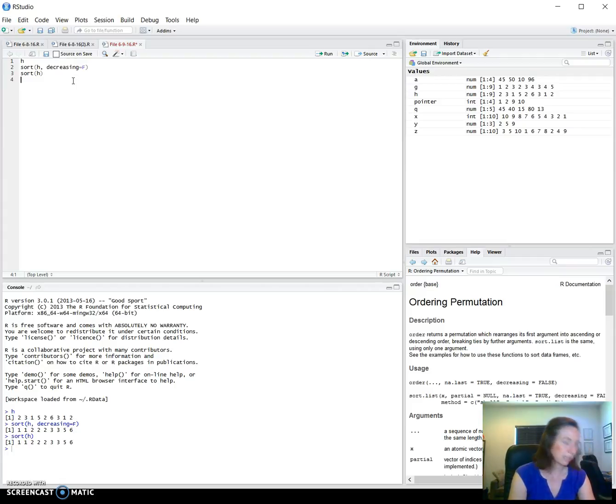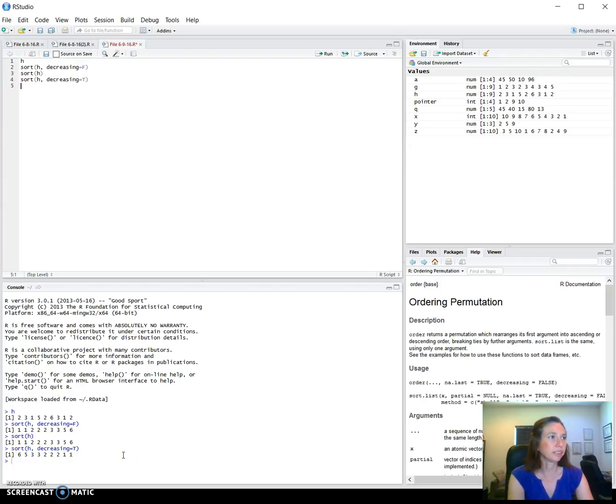Actually, in the book he's doing it as true, so not the default. We'll do that again and do decreasing equals true. Run that, and it goes in decreasing or descending order.